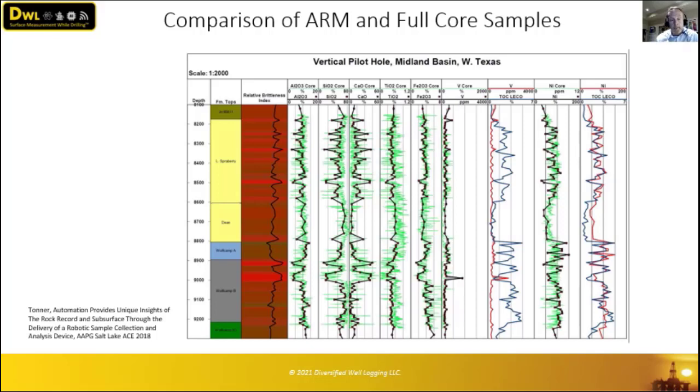So I'm going to talk here a little bit about robotics and automation. This is an example from a paper that we presented at AAPG ACE in 2018. We're using a robotic sample collection system to get beyond the issues associated with sampling quality, subjectivity of sample description, HSE risk, and also depth resolution associated with higher rates of penetration.